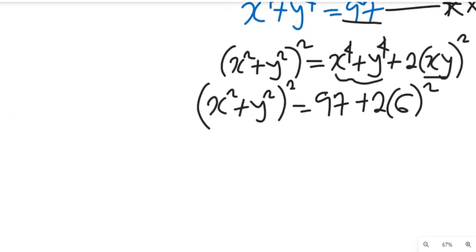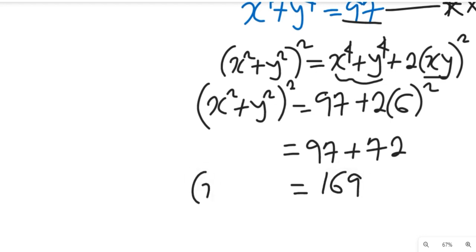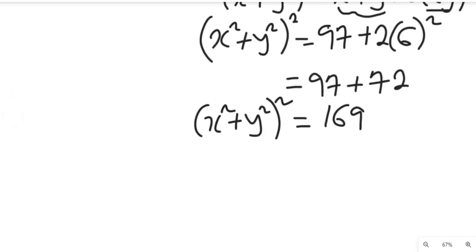So that expression can now give us 97 plus this whole thing, which is going to give us 72. So these two values will sum up to give us 169. So we'll have our x square plus y square, the value we are looking for, all squared to be equal to this. To find the value of this expression, we are going to square root both sides.